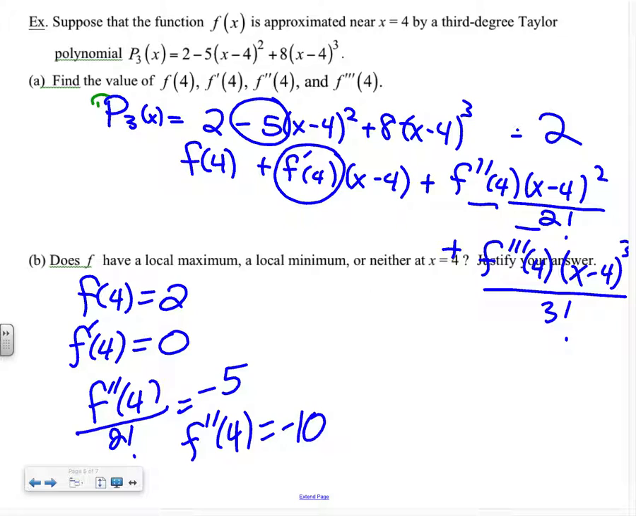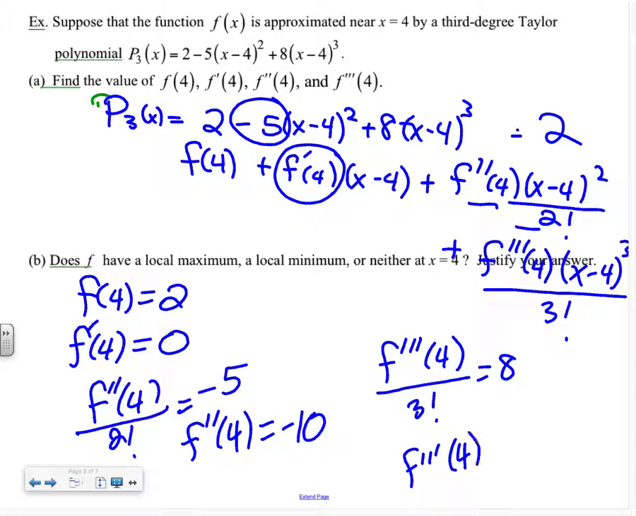And then the third derivative goes with the cube. So the third derivative over 3 factorial would be 8. So f triple prime of 4 over 3 factorial should equal that constant, 8. What's 3 factorial? 3 times 2 times 1 is 6. So 8 times 6 is 48. All right, 48. So we got everything they wanted. You see I just compared it with the definition, that's all I'm doing.